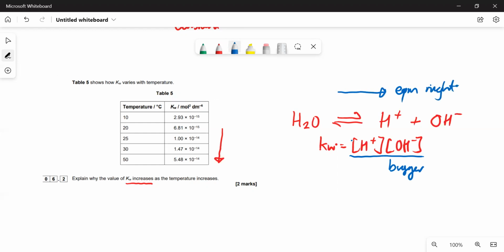Now, Le Chatelier tells us that the equilibrium will move so as to oppose the change. So if the equilibrium is moving to the right, it will be trying to lower the temperature. So that means it must be endothermic in the forward direction. That is why Kw gets bigger as you increase the temperature, the equilibrium trying to oppose the change.